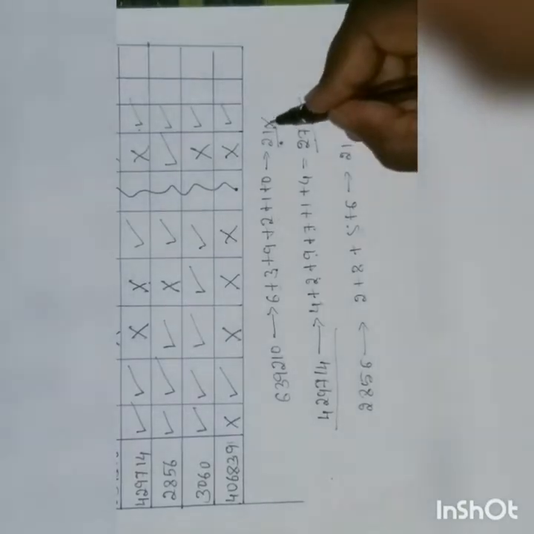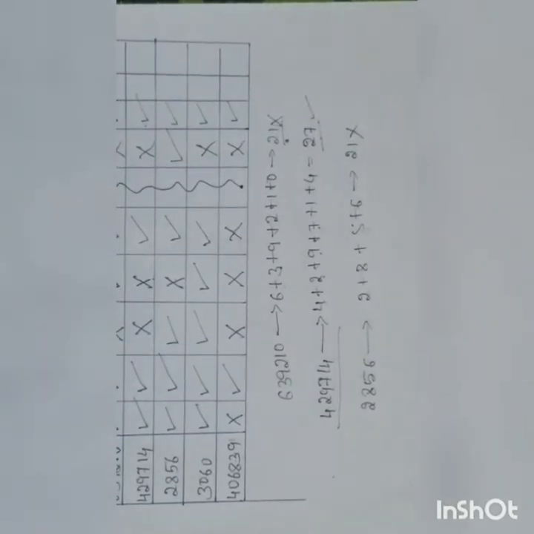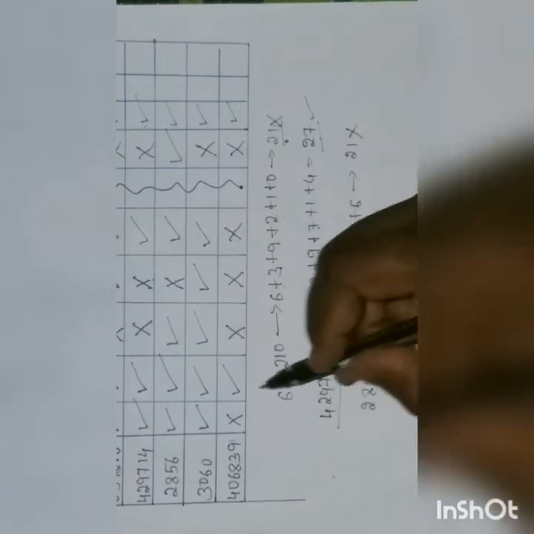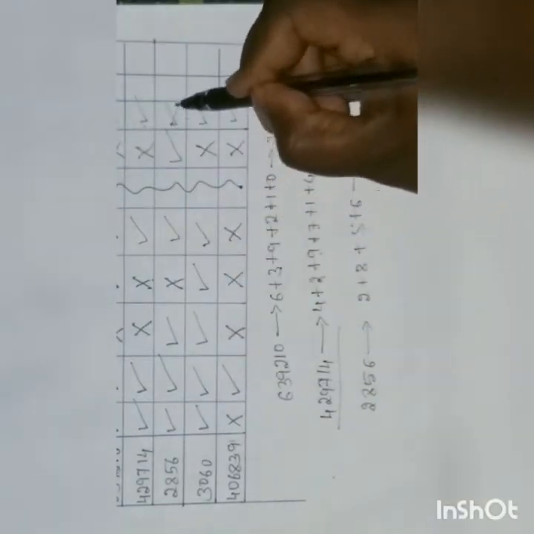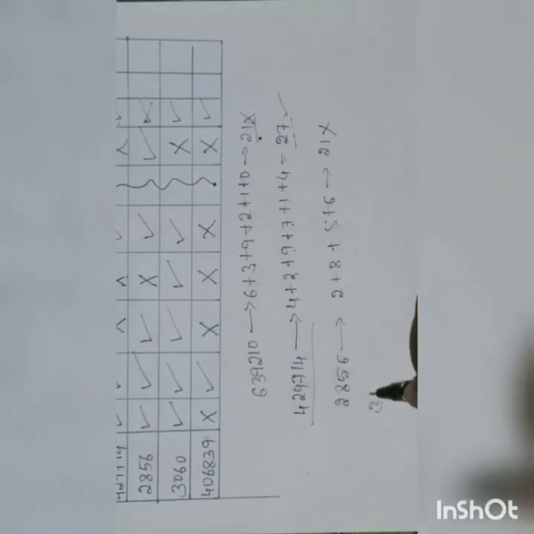Again, 21 is not a multiple of 9. That's why this number is not divisible by 9. Okay, we'll move to the next number.